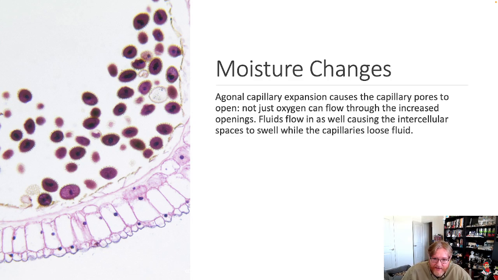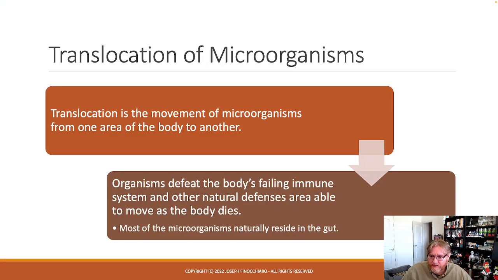Agonal capillary expansion causes the capillary pores to open, and as I've stated, not just oxygen flows through these openings, fluids as well. Now, a very important topic for us here is the translocation of microorganisms, and that is the movement of microorganisms from one area of the body to another. Organisms defeat the body's failing immune system and other natural defenses, and then they're able to move around as the body dies. And most of these microorganisms reside in your gut.